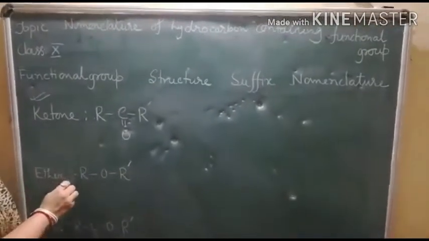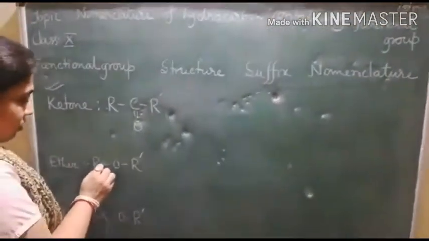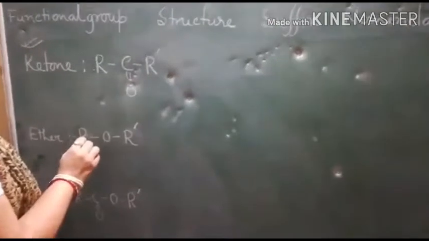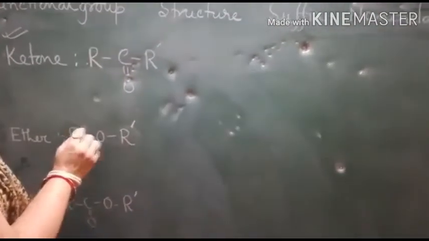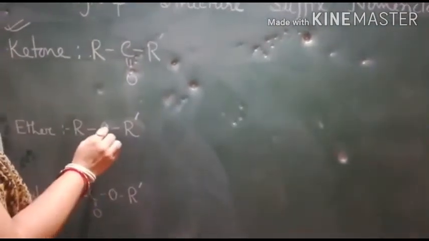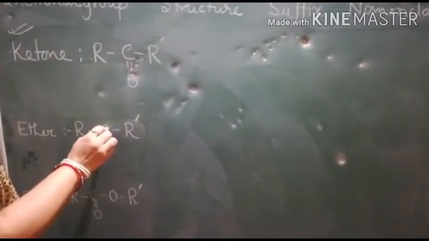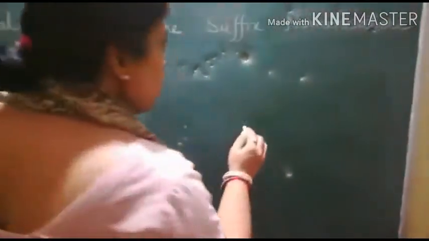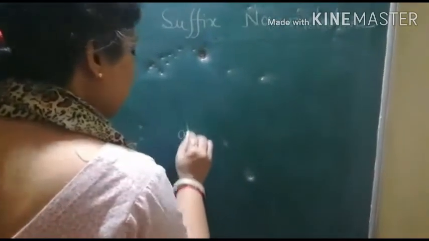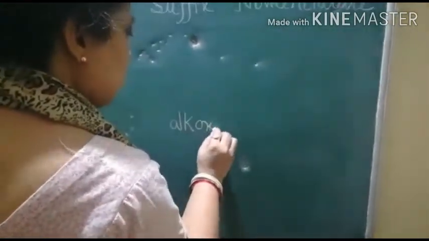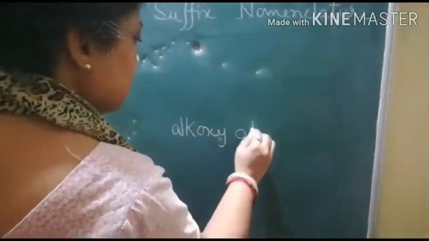Next one is ether. In this functional group you can see there are two R groups, R and R dash, and at the center there is oxygen. This is a little bit different. This is not carbon. So that's why the suffix is written as alkoxyalkane. Alkoxyalkane.